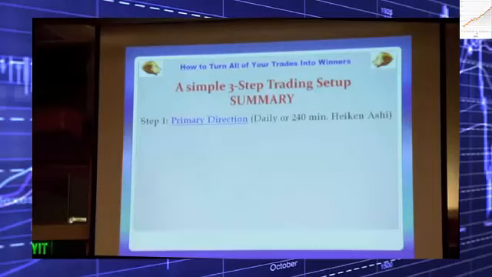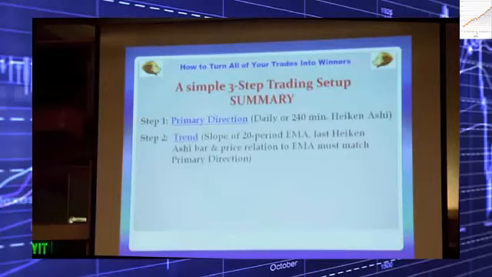Step number 1, primary direction on a daily or 240-minute Heikin-Ashi chart. Step 2, trend. Slope of a 20-period moving average, either up or down on a Heikin-Ashi chart. You look at the price in relation to the actual line of the moving average. If it's above it, slope is up, the trend is up. If the price is below the line, slope of the line is down. It cannot be any more simple than that.